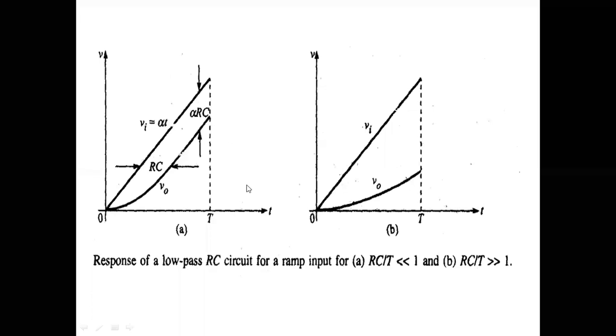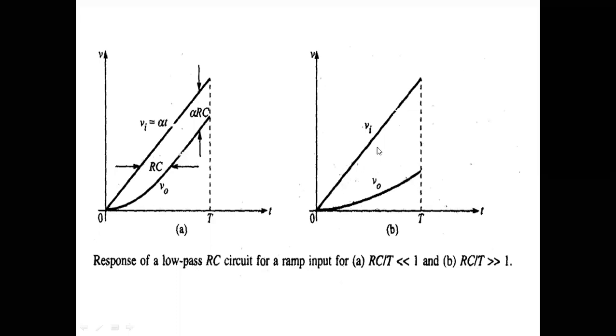Output waveforms for the ramp. This is for the time constant very small. This is our ramp input signal, and this is the output. It is almost equal to the input, with a small distortion of alpha RC, which we have seen previously. If the time constant is very large, we have a large distortion and get a parabola shape. As the ramp increases, the output also increases like t squared by 2.